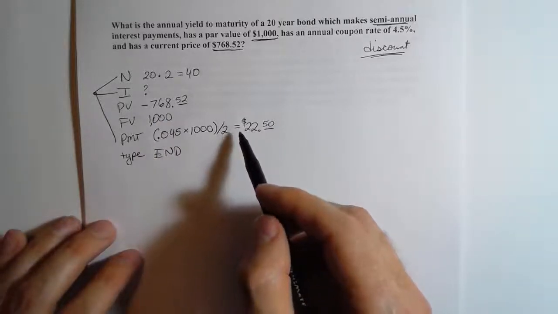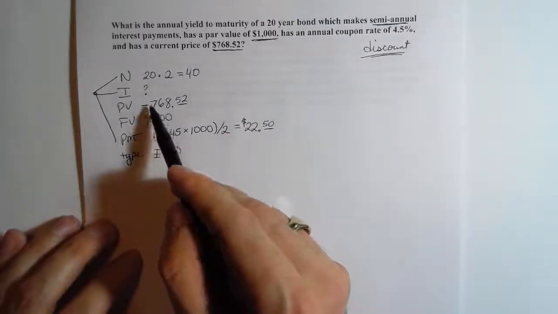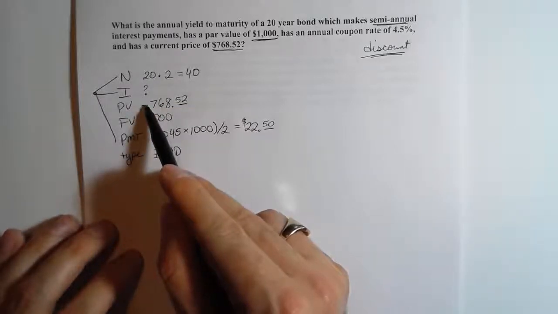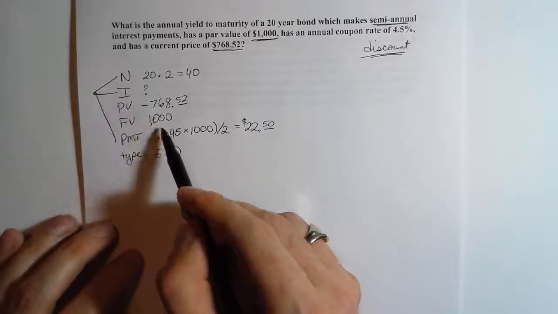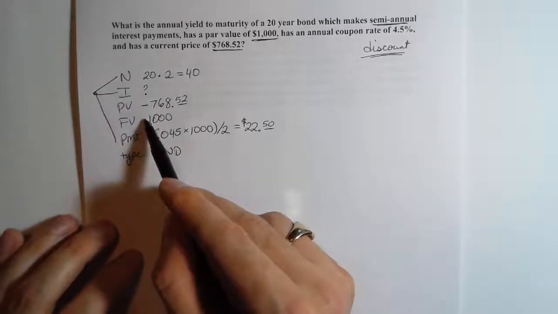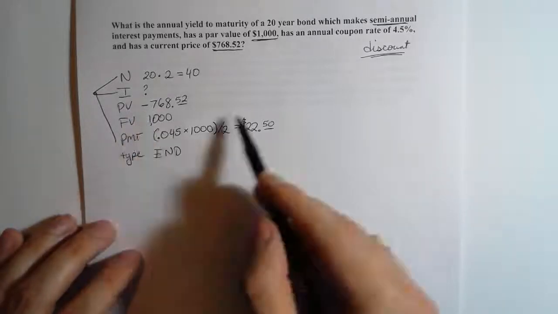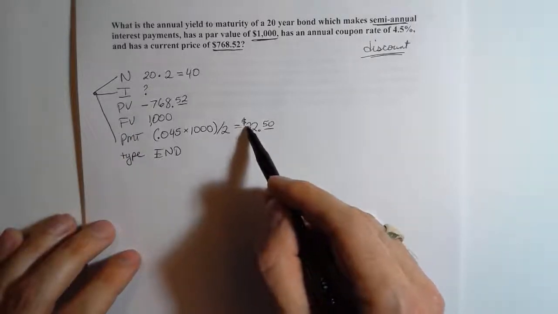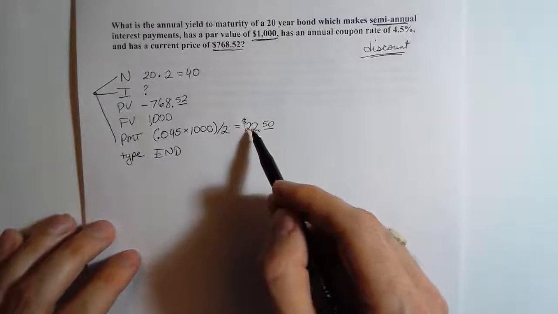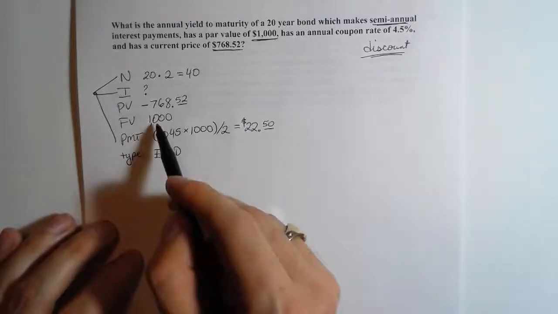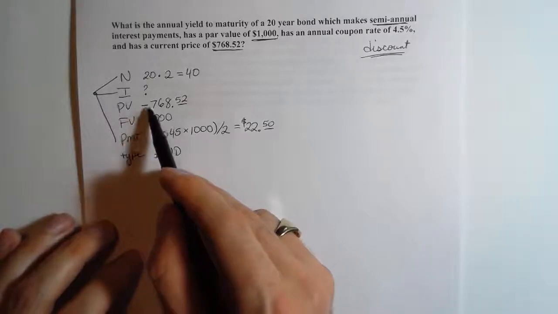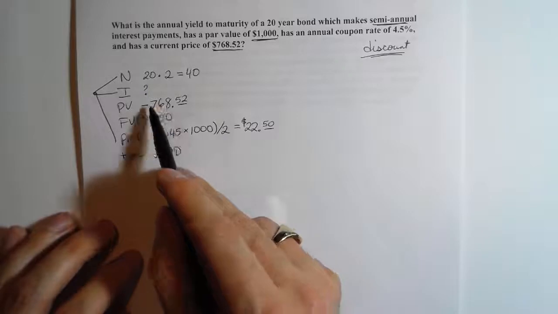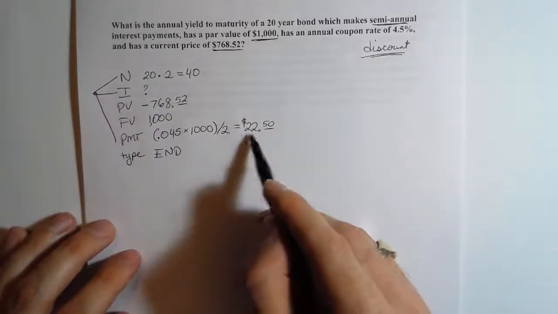Let's talk about the present value, future value, and payment. If you buy the bond, you have to spend money today to buy it, and that's why this would be negative. Then if you bought that bond, you would get $1,000 at the end. That's why this is positive, because you would receive it. And you would be getting $22.50 every 6 months, which is also positive because you would receive it. So the present value is negative, the future value is positive, and the payment is positive.